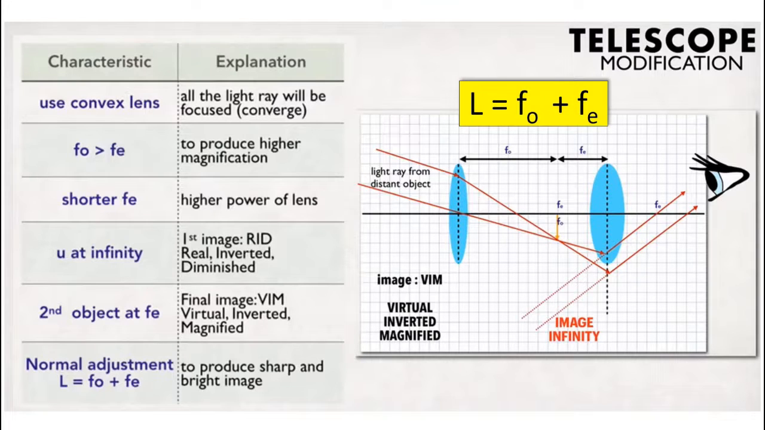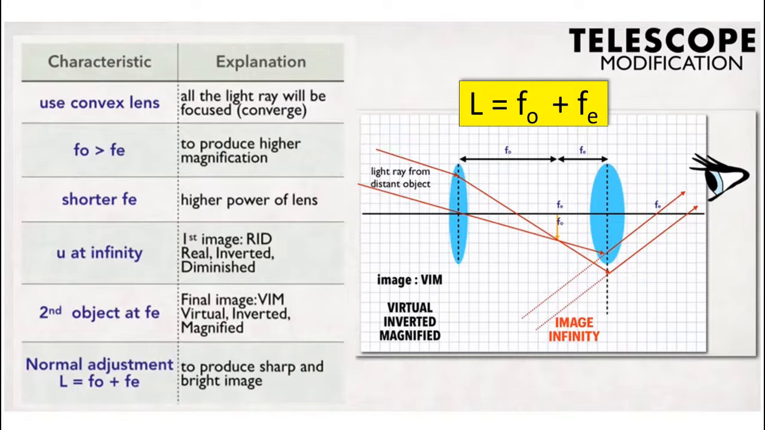First, we use convex lens for both lenses in the telescope so that all the light rays will be focused or converged. Second, we select the focal length of the objective lens always larger than the focal length of the eyepiece lens. This is to produce higher magnification because the formula of magnification is M equal to FO divided by FE. Number 3, U at infinity means the object is very far, so that you will get the first image, which is RID: real, inverted, and diminished.